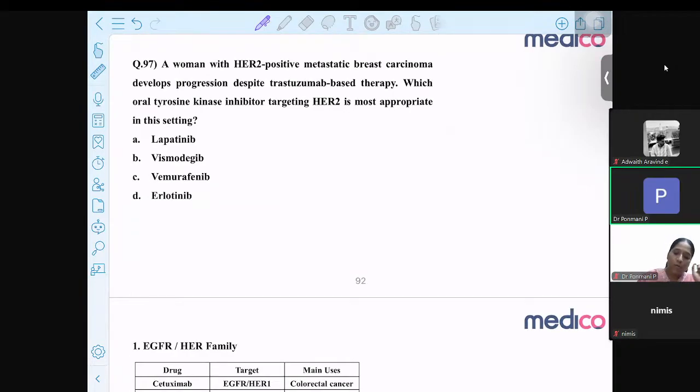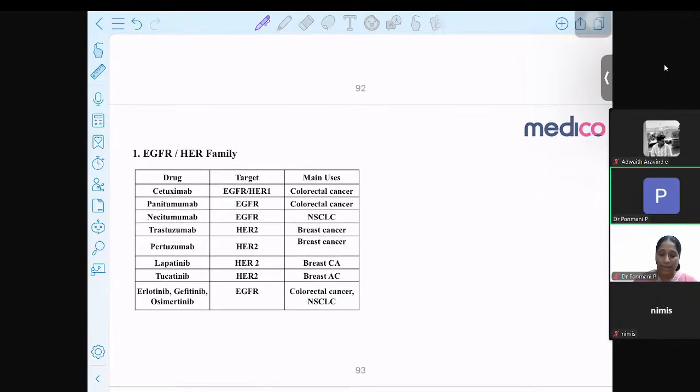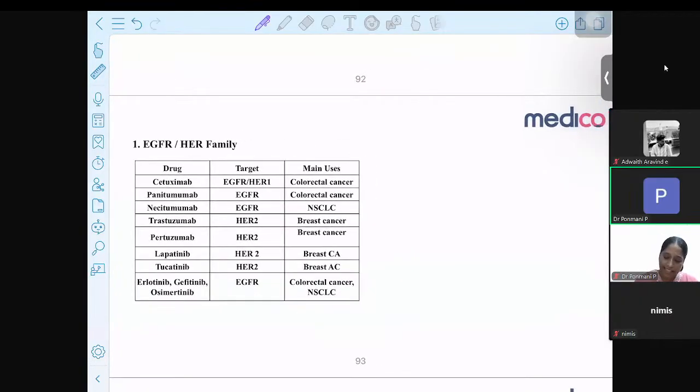Now moving into the next question. A patient with HER2 positive metastatic breast cancer has developed progression despite trastuzumab-based therapy. Which tyrosine kinase inhibitor targets HER2? So, what are the tyrosine kinase inhibitors available here? Again, I'm going to show you the same table. Here, the patient has breast cancer and has already received the monoclonal antibodies. Now he is going to receive a small molecule tyrosine kinase inhibitor. What are the two tyrosine kinase inhibitors available? It is lapatinib and tucatinib.